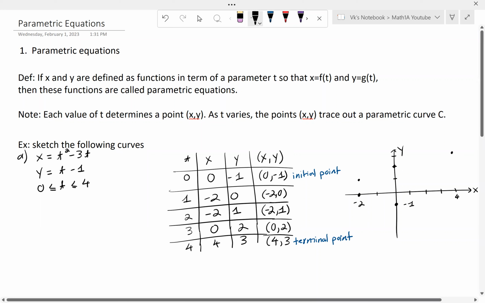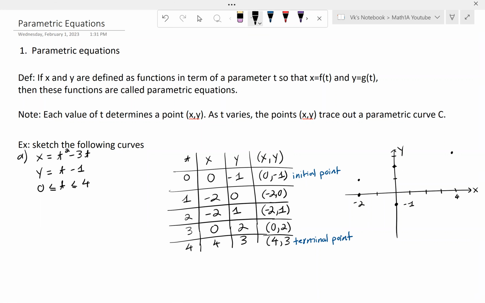Okay. So if we connect the points, it does trace out a parabola. And because we have an initial point and a terminal point, we need to draw the arrow to represent the path of the curve. Very nice.